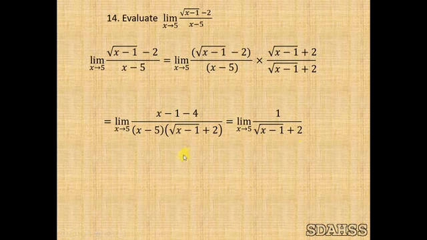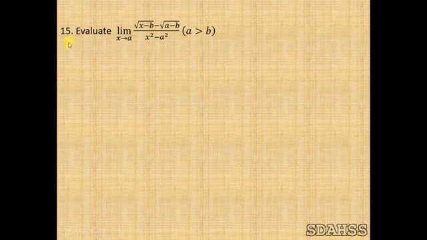Substitute x is equal to 5. So you have 1 divided by root of 5 minus 1. Root of 5 minus 1 is 4. Square root of 4 is 2. So 2 plus 2, 4. 1 by 4.